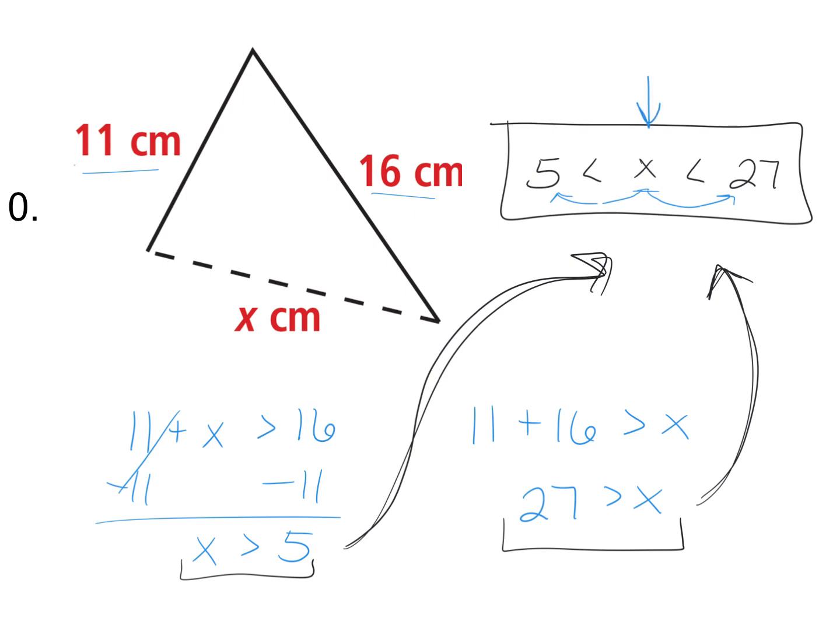Okay? So what I'm going to ask next, can x be 5 or 27? Why not? Because it has to be greater than, right? If it was those, it would be equal to, but we want it to be greater than. Okay? I want you to go try.